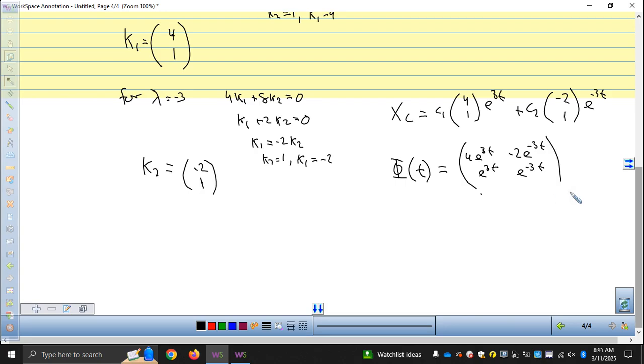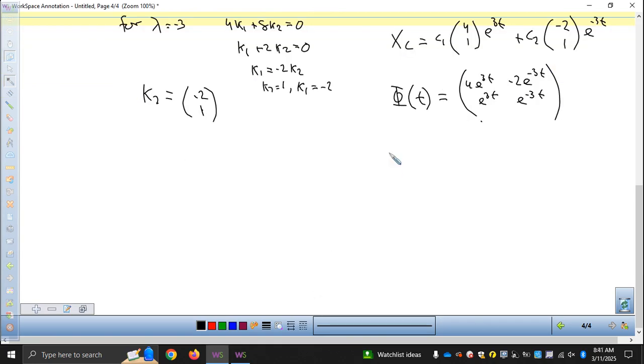That's our fundamental matrix. We need the determinant to find the inverse. So the determinant of phi of t is 4 e to the 3t times e to the minus 3t, which is 4, minus negative 2 e to the negative 3t, e to the 3t, so that's plus 2, which is 6. Our determinant is not always a constant. It could be a function as well.